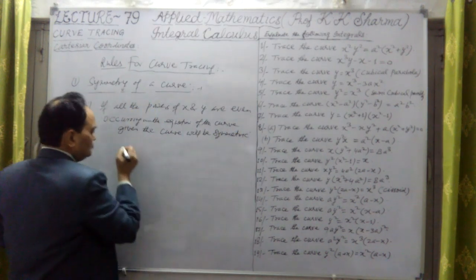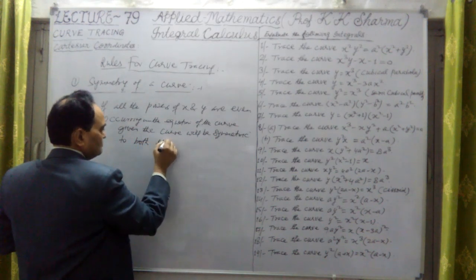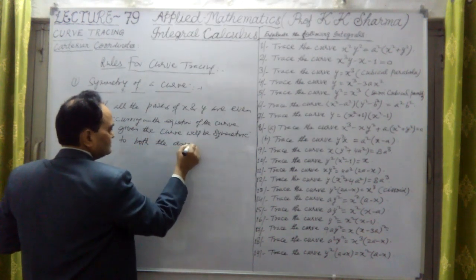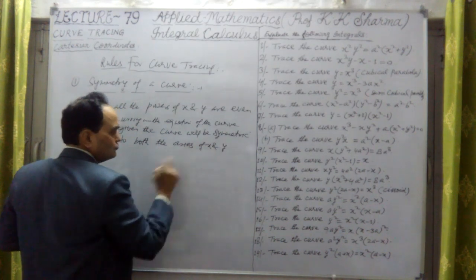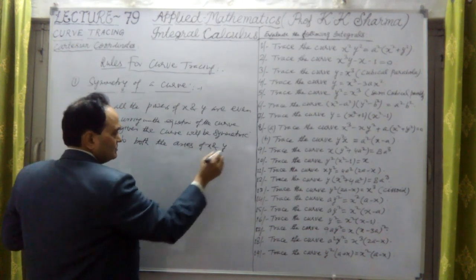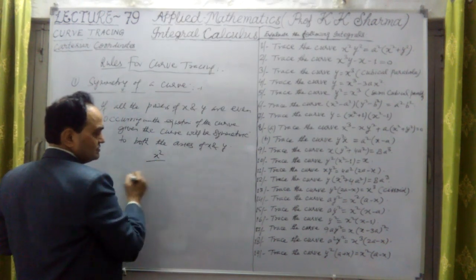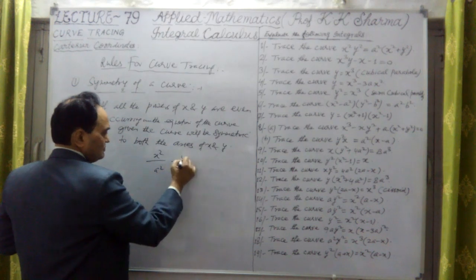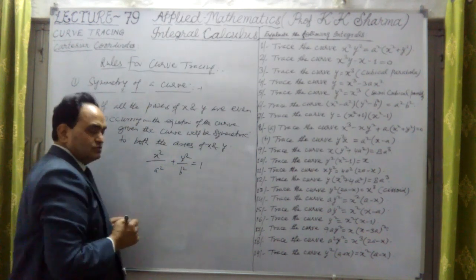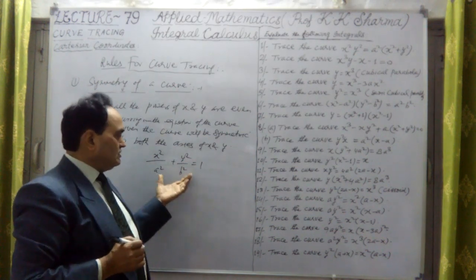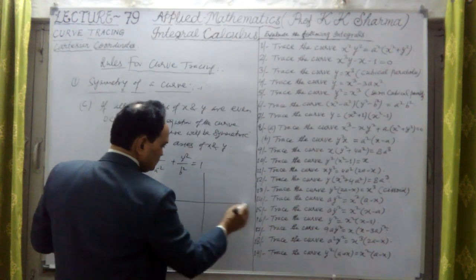The curve will be symmetric to both the axes of x and y. Let me take, for instance, x square upon a square plus y square upon b square is equal to 1, which we know is the equation of the ellipse. Now here, this is symmetric to both the axes.